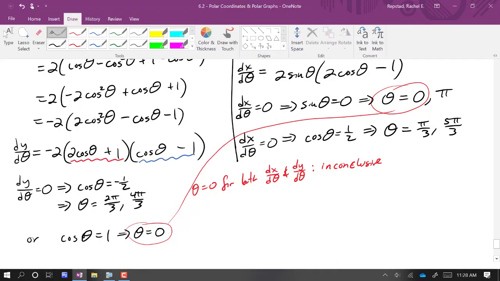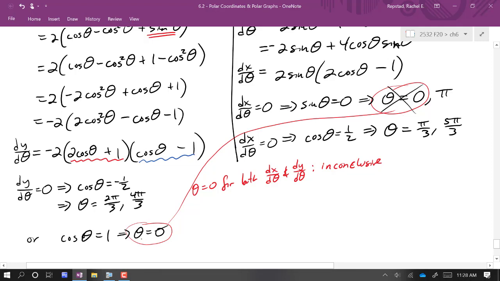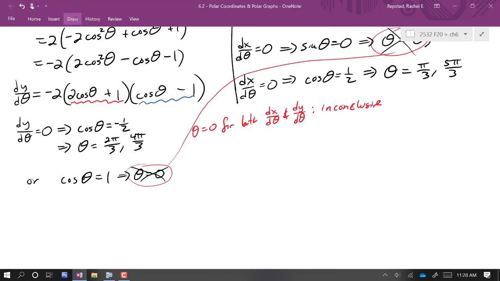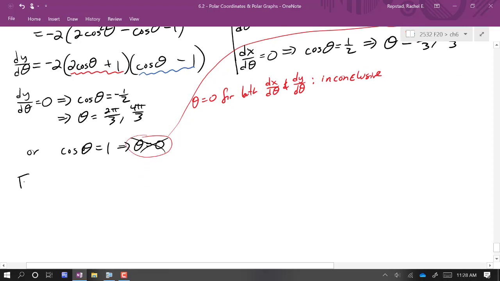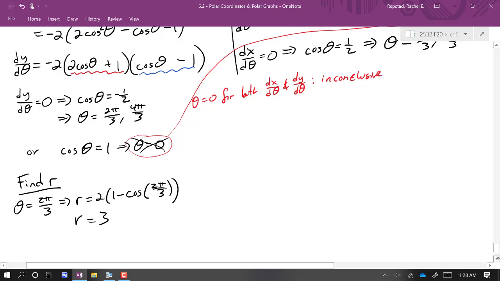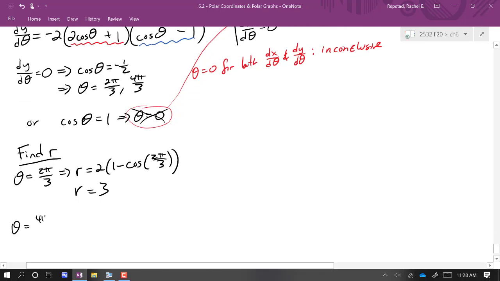Let's finish up the calculations we need to do. So we have all of our candidates, but we can't include 0 on either list. Let's start with dx/d theta. Let's find r. So when theta is 2 pi over 3, r is 2 times 1 minus cosine of 2 pi over 3, and that'll give us a value of r equals 3. And at 4 pi over 3, that will also give us a value of r equals 3. You could find the coordinates on the unit circle to find cosine 2 pi over 3. You can also just throw it in the calculator. Make sure your calculator's in radian mode.